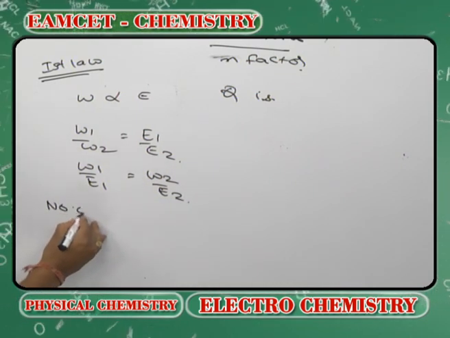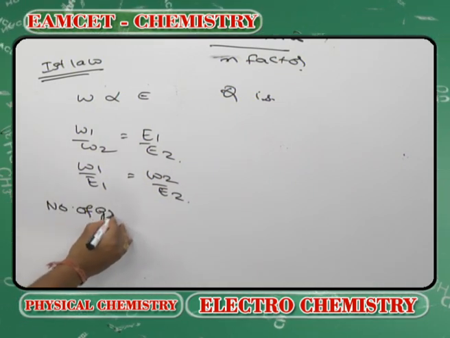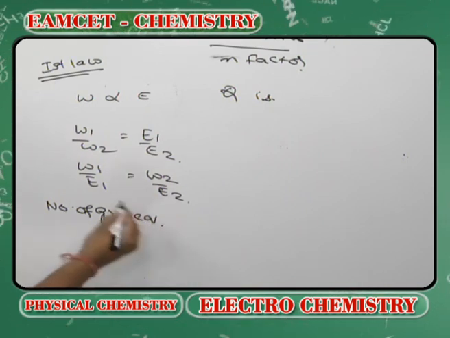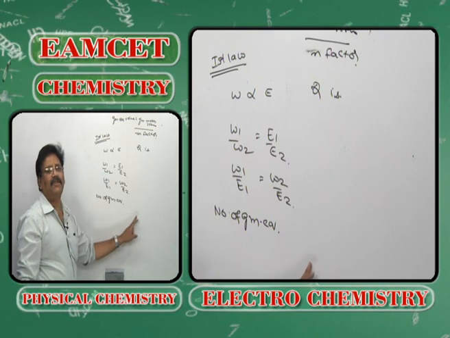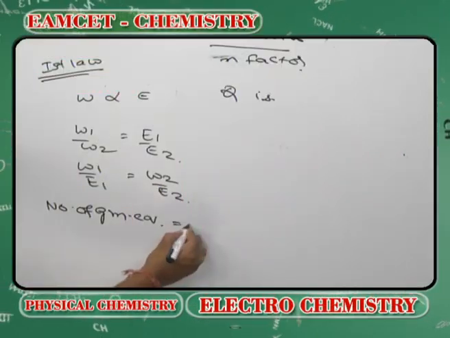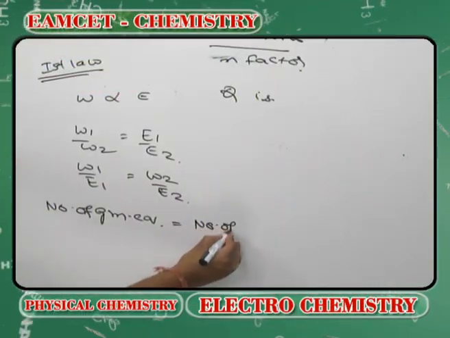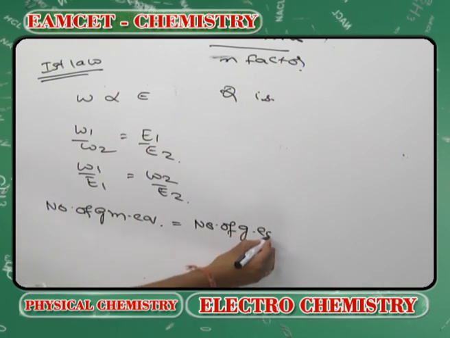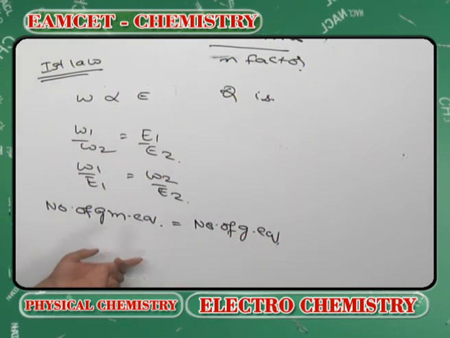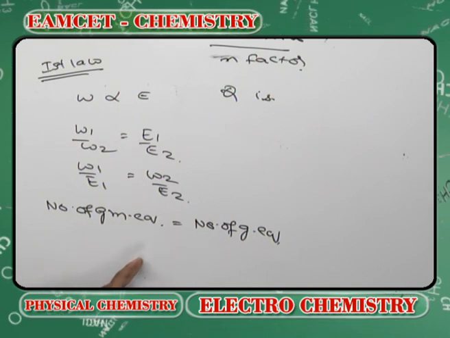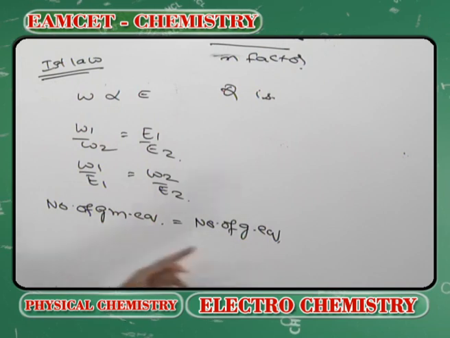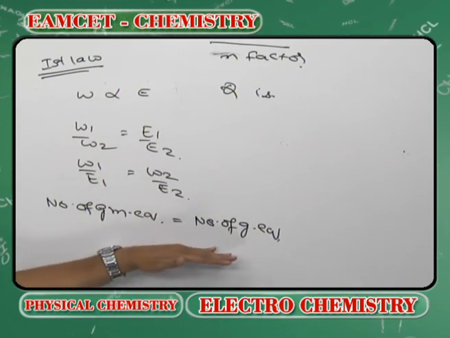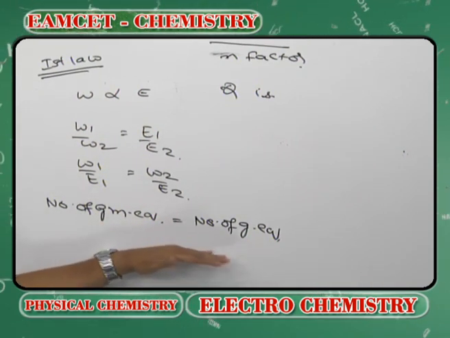Number of gram equivalents formed at the cathode must be equal to number of gram equivalents formed at the anode. Total number of gram equivalents of the product formed at the cathode must be equal to total number of gram equivalents formed at the anode. That is the essence of Faraday's second law.